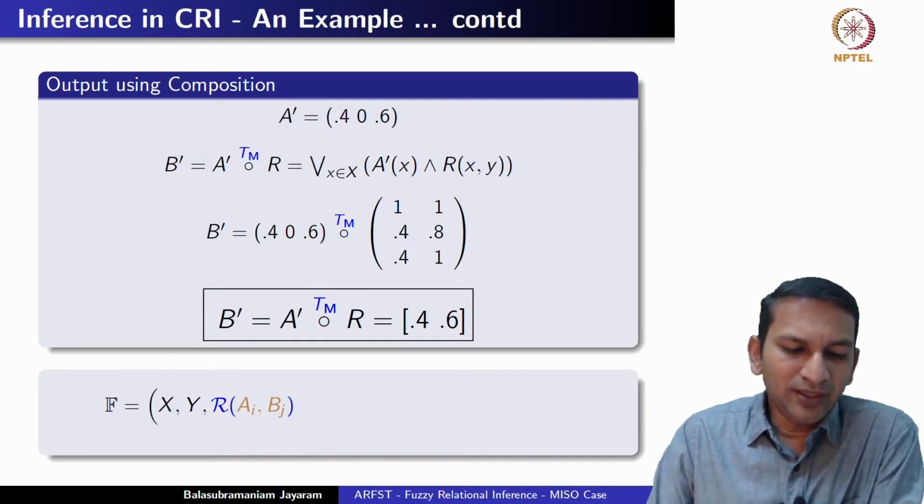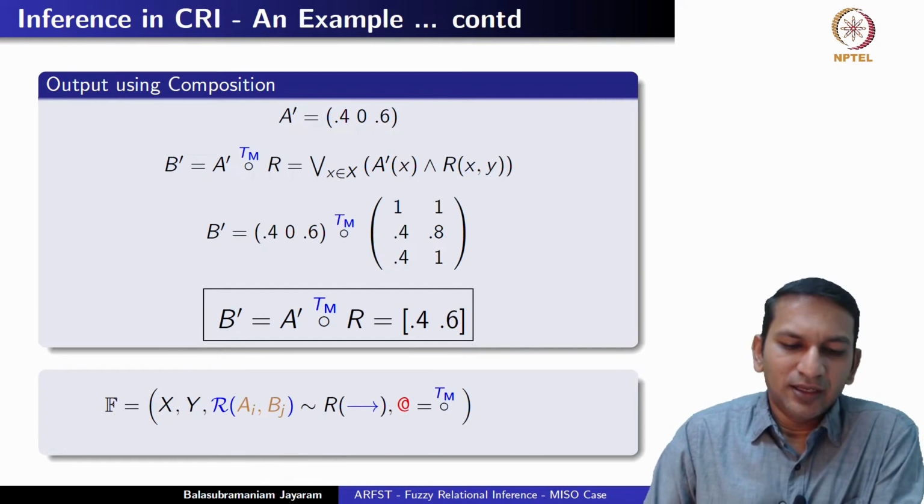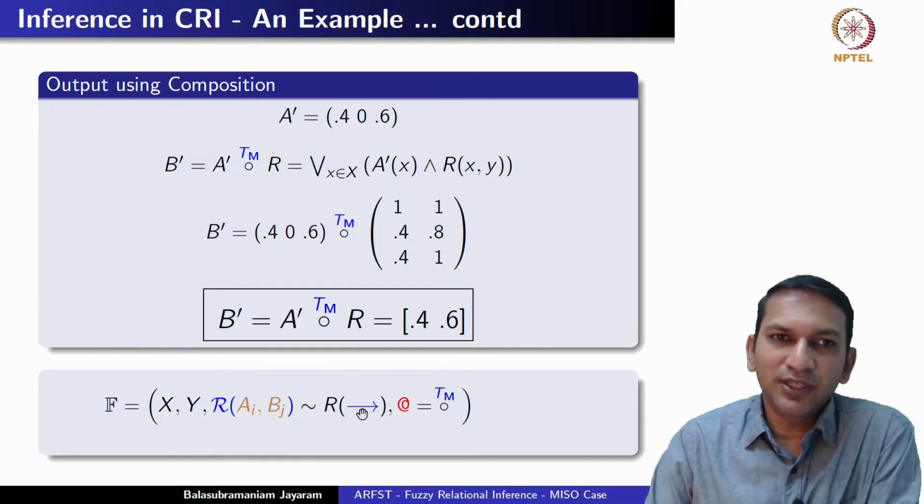Now firstly, if you look at it, there is an FRI, specifically it's a CRI. That means the composition is a sup T composition. In this case, we are using a sup min composition. But note that R is obtained by using the implication as the function f.